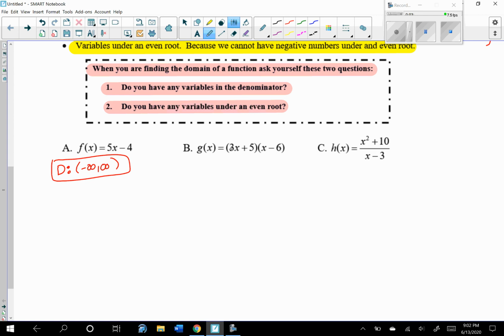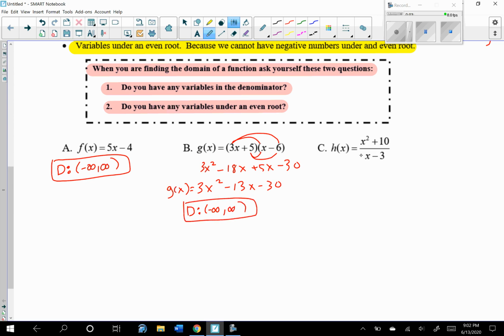Looking at the second one, first, I would probably want to think about this in standard form. So if I FOIL this out, we would get first, outside, inside, last. So 3x squared minus 18x plus 5x minus 30. And this becomes 3x squared minus 13x minus 30. So that's our function in standard form. And so if I look at this function, there's no variables in the denominator, and there's no variables underneath an even root. Therefore, the domain is all real numbers, negative infinity to infinity.